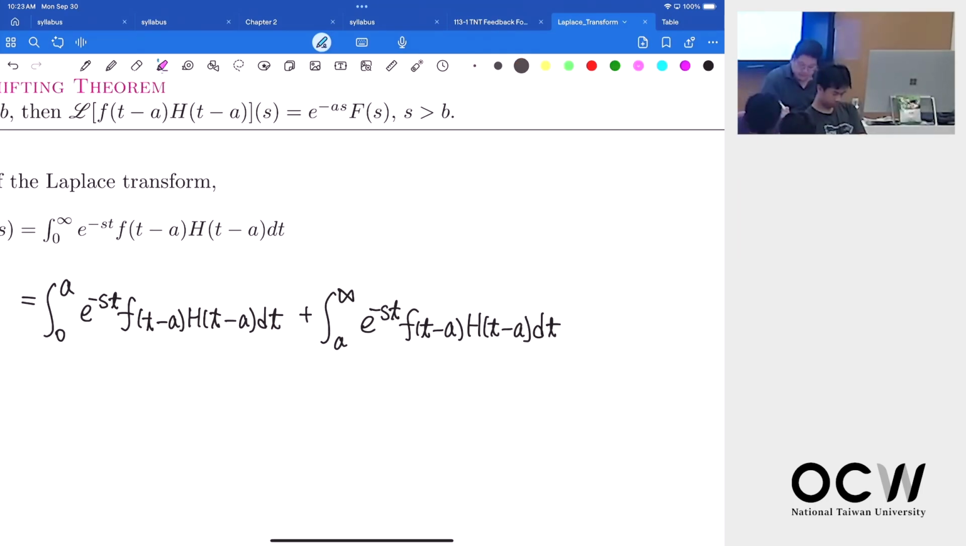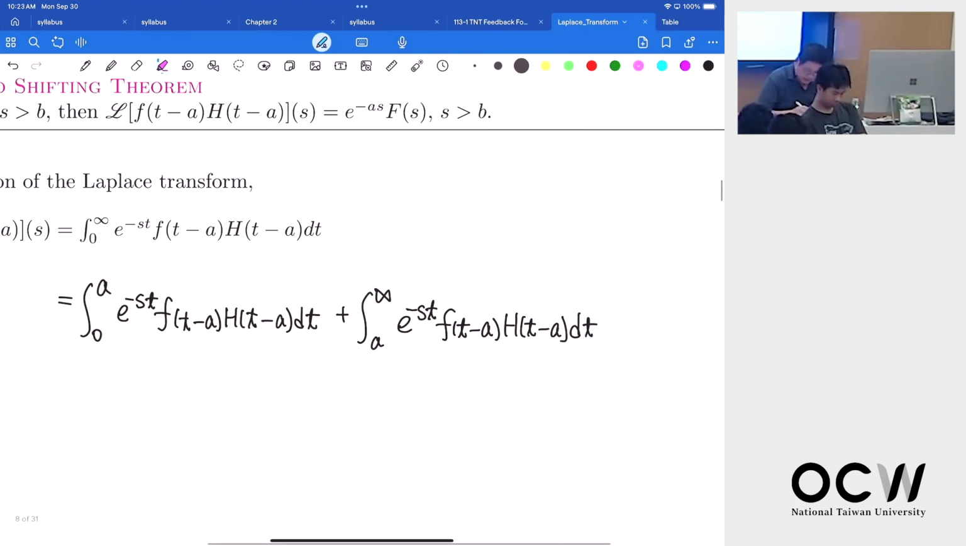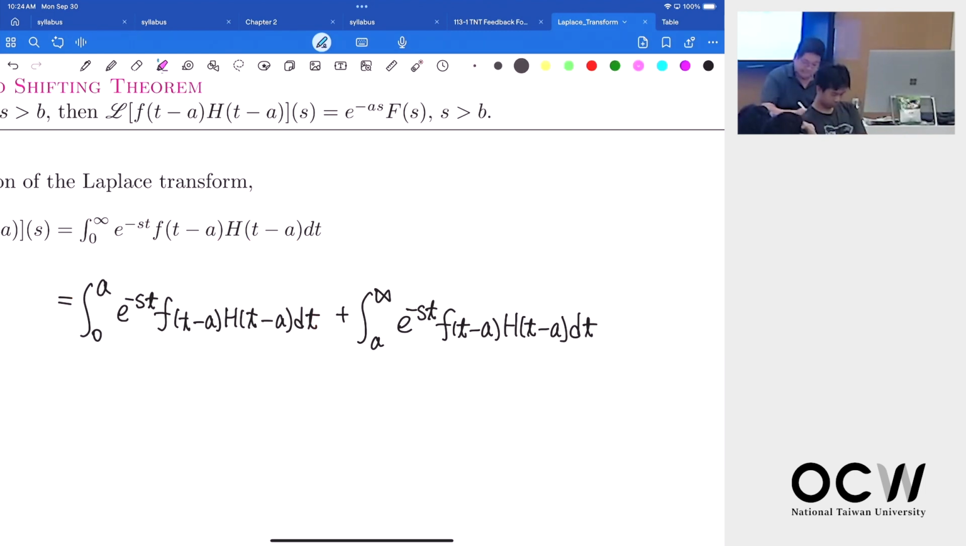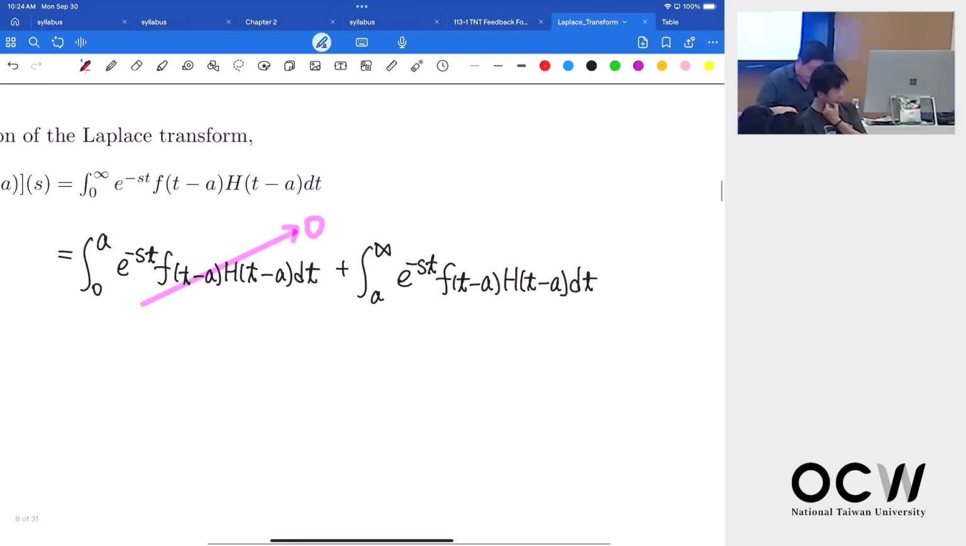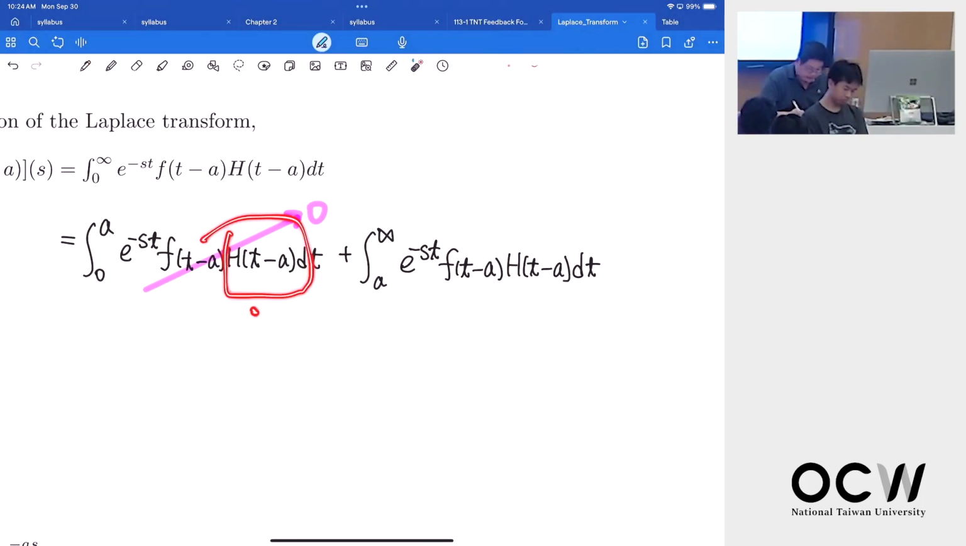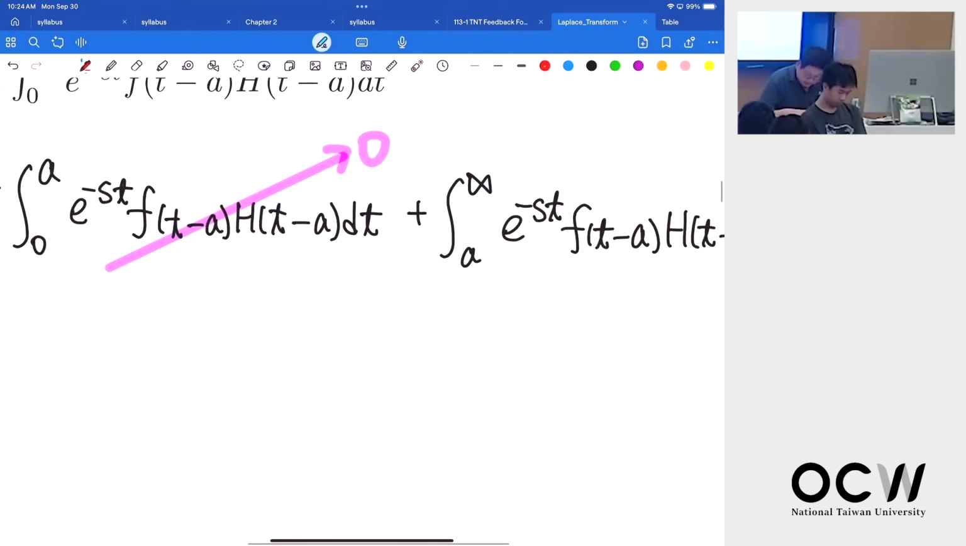Then the first part, what is the integration for the first part? Zero, right? Why is it 0? Because of the shifted Heaviside function. When t is less than a, this shifted Heaviside function is 0. So that's why the integration is 0.